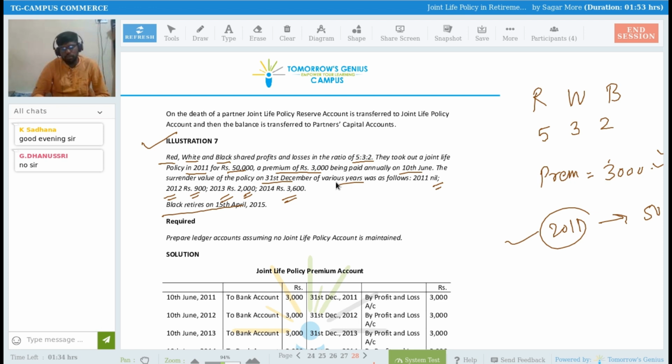On the date of retirement of the partner, the maturity of the policy has to be there, and we have to do accounting for the same. So prepare ledger accounts assuming no joint life policy account is maintained. So there are two cases. Prepare ledger accounts, assuming no joint life policy account is maintained. So you are not maintaining any joint life policy account, right? In that scenario, what do we have to do?